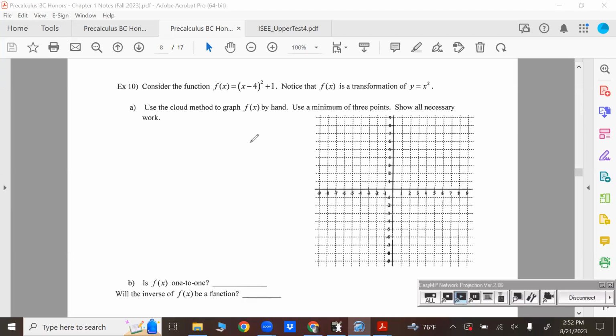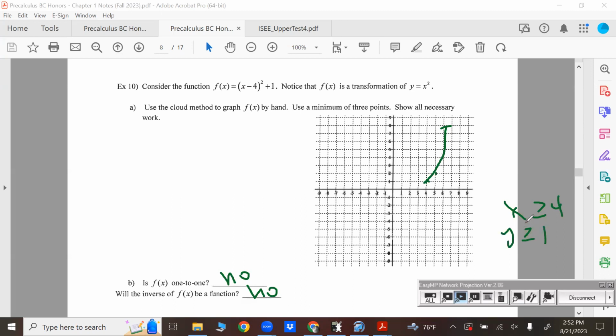So again, your graph should look something like this: 4, 1. Plug in 6, you get 5. 5, you get 2. Technically speaking, it does look like this, but we're going to get rid of that part. It's not 1-to-1, obviously, so the inverse won't be a function. When you restrict the domain, x is greater than or equal to 4. Range, y is greater than or equal to 1.